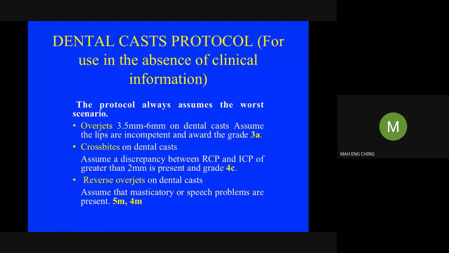For reverse overjet, let's say you have reverse overjet, but you don't know whether the patient has a problem speaking or eating, then again you give them the most severe category. Let's say they have a 4B, but you don't know whether they have a problem with speaking or eating, you upgrade them to 5M, the most severe one. Then 3B will become 4M, then 4B will become 5M.